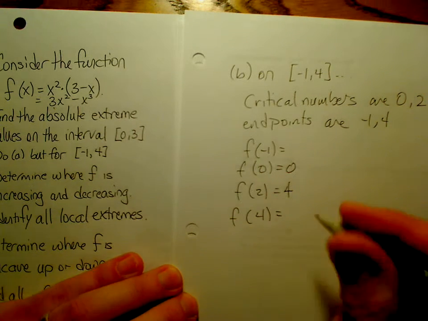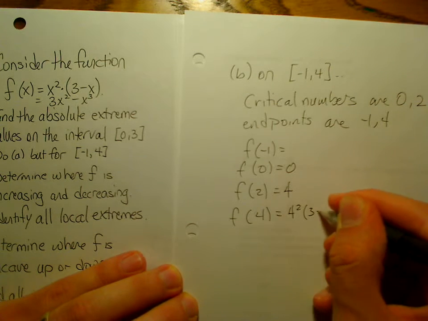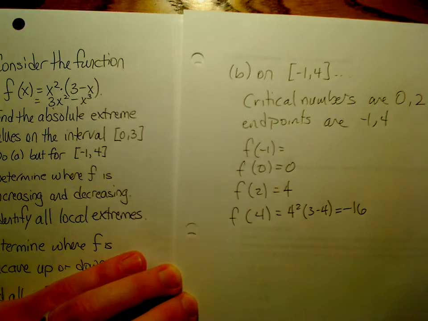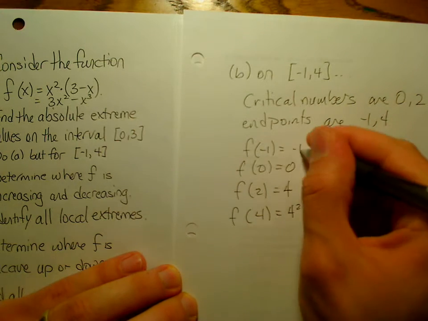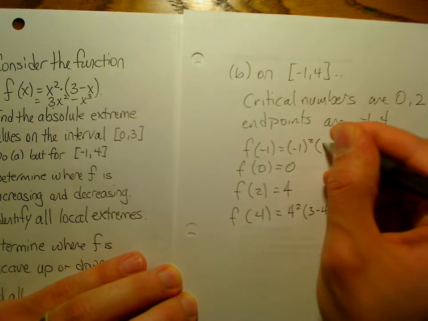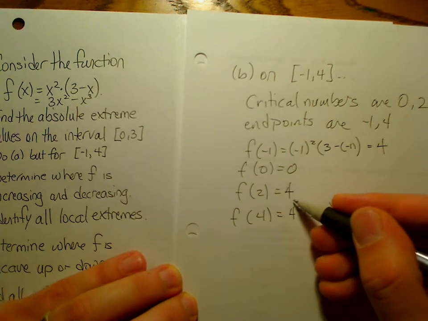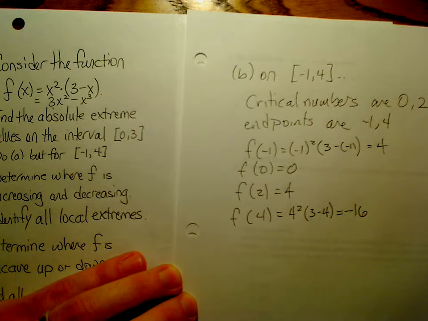F of 4, that's 4 squared times 3 minus 4, that works out to be -16. Well, that's definitely a new low. F of -1 is -1 squared times 3 minus -1. That works out to be 4. It's the tie for biggest. You can have ties, that's fine.